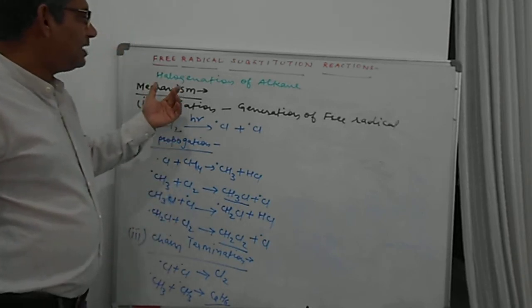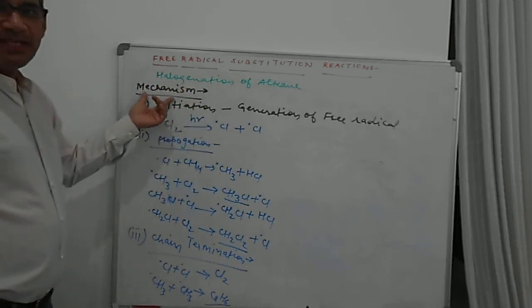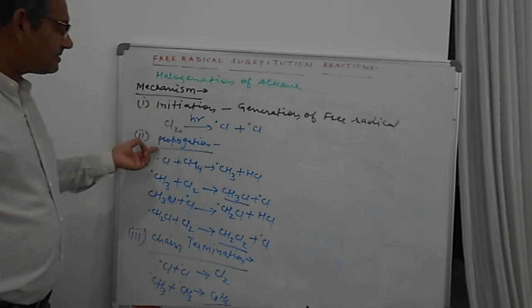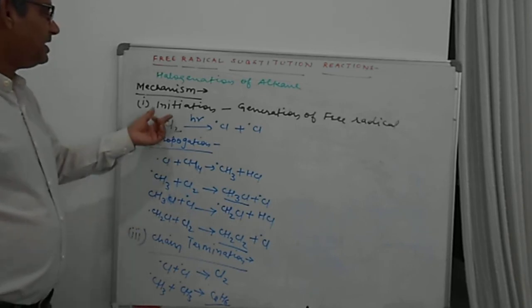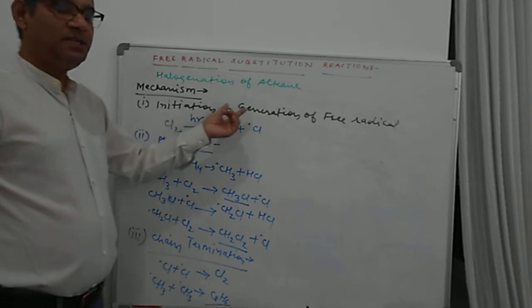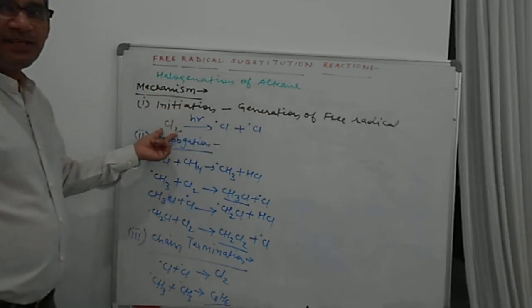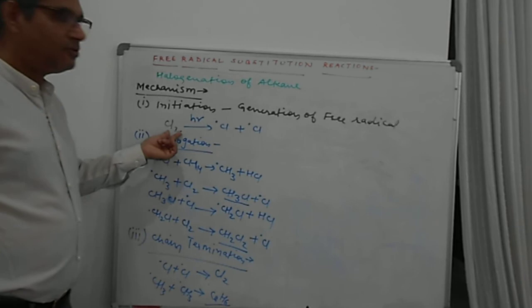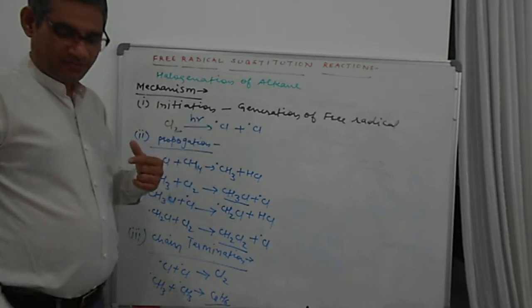In this halogenation of alkane, we will talk about the mechanism of the reaction. In this mechanism, the first step is initiation, the second is propagation, and the third and final step is termination. In the initiation step, there will be generation of free radical. Here we are taking Cl2 to generate the free radical. Cl2 in presence of sunlight will form Cl free radical.